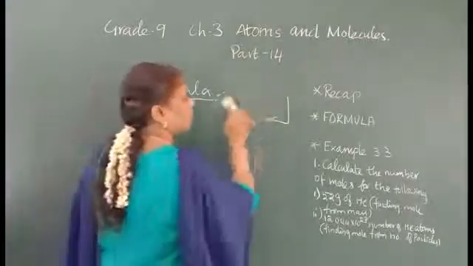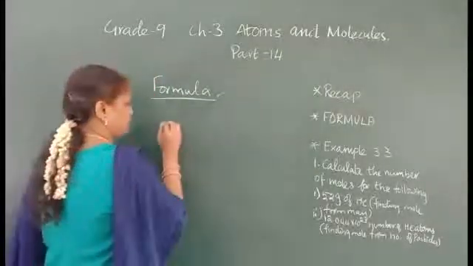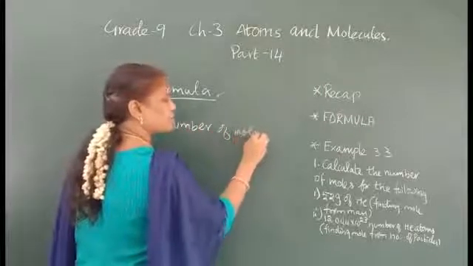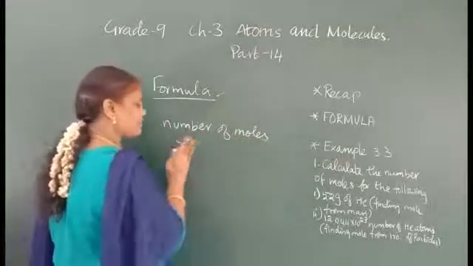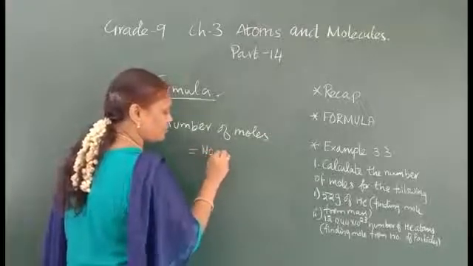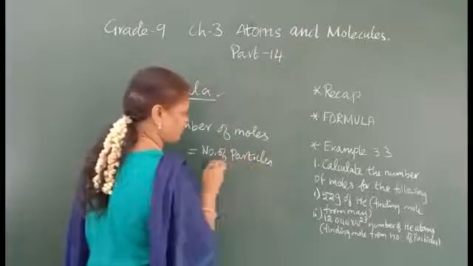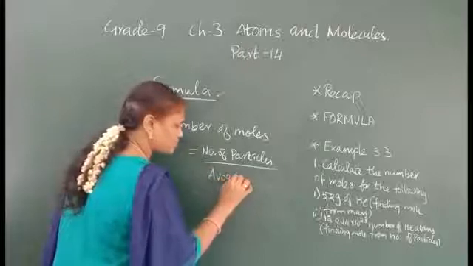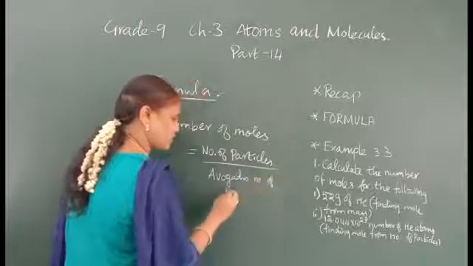Then, if the number of moles is again asked, but they have given in particles. For example, number of moles of particles they have asked. So number of moles means what is the symbol? n. Let it be. If they have given the particles, what is that? So number of particles given, number of particles they have given by Avogadro's number of particles. We know that is fixed.